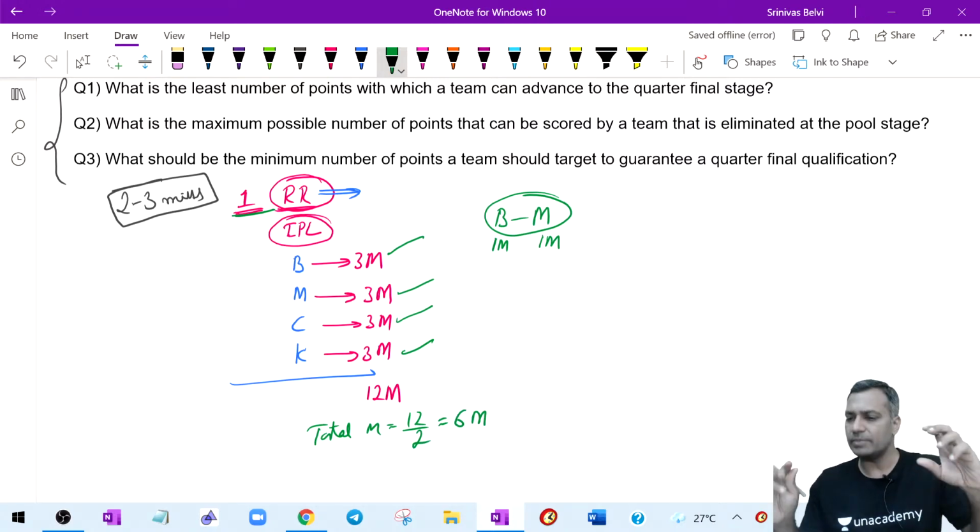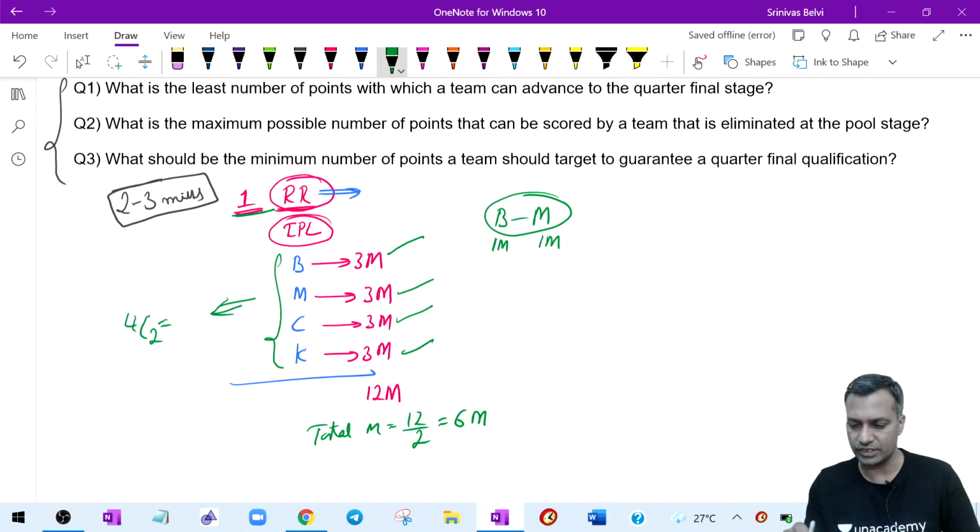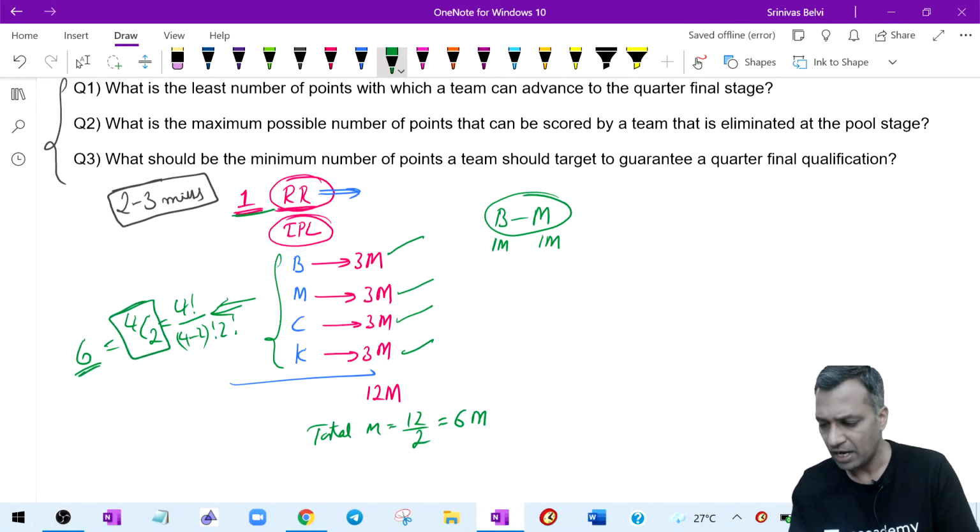By now, you will be a little comfortable with the basics of permutation and combination. If there are 4 teams and every team has to play against every other team, we understand that there must be 4C2 matches. 4C2 is 4 factorial divided by (4 minus 2) factorial into 2 factorial. When you do this, you get the value of 6. Either way, it is fine.